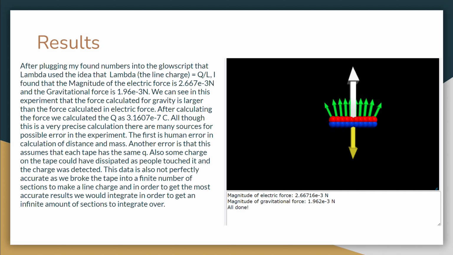Although this is a very precise calculation, there are many sources of possible error in the experiment. The first is human error in measuring distance and mass. Another is that this assumes that each tape has the same Q. Also, some charge of the tape could have dissipated as people touched it. This data is also not perfectly accurate as we broke the tape into a finite number of sections to make a line charge. In order to get the most accurate results, we would have to integrate to get an infinite number of sections on the line charge.